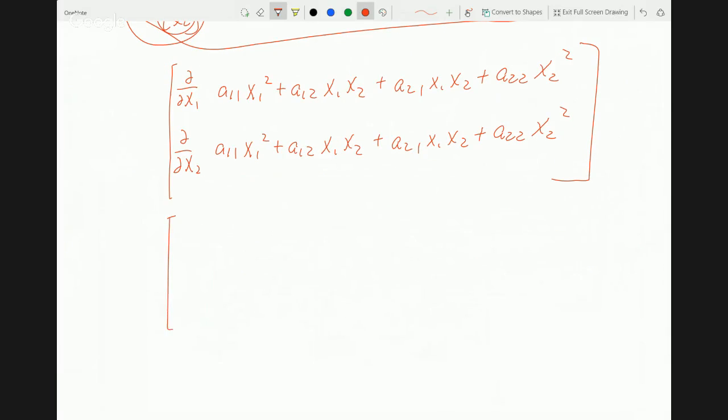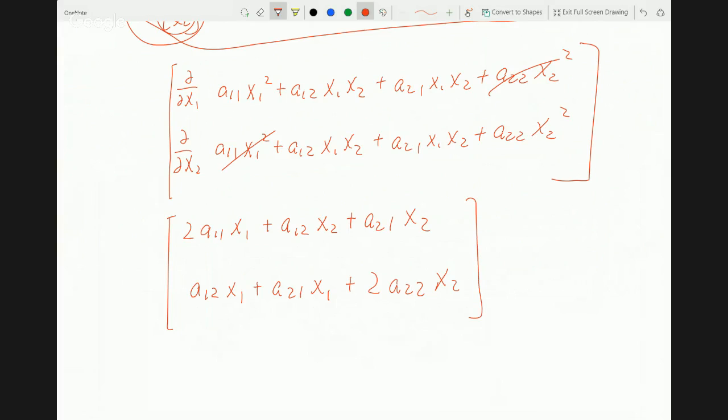And that will give us 2a11 x1 plus a12 x2 plus a21 x2. And this one right here, there's no x1, so it's a constant, and therefore it's just equal to 0. Now let's do the bottom one. Bottom one, this one cancels out. We have a12 x1 plus a21 x1 plus 2a22 x2. Okay, and that's our solution.